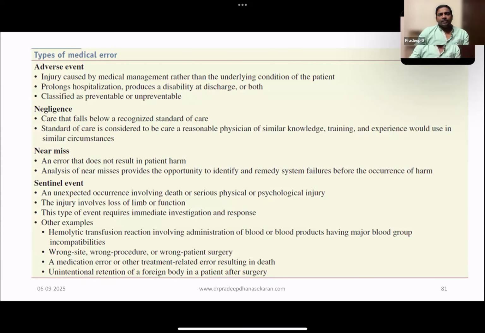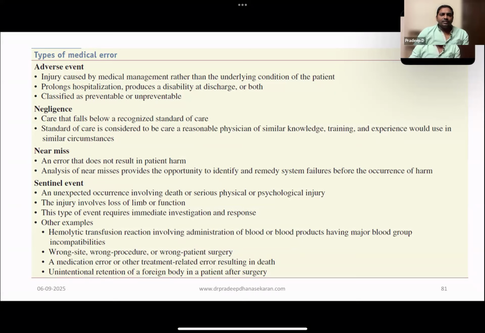These are the various medical errors that are enlisted. Adverse event is nothing but an injury caused by the medical management rather than the condition, rather than the disease per se, right? Where it can even prolong the patient's hospitalization, prolong the course of disability, or even cause death of the patient. That is an adverse event. Negligence is nothing but giving a care that is below the standard care. Near miss is an error that does not result in patient harm. That means the error has not reached the patient.